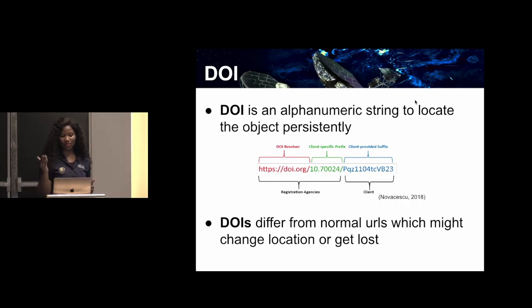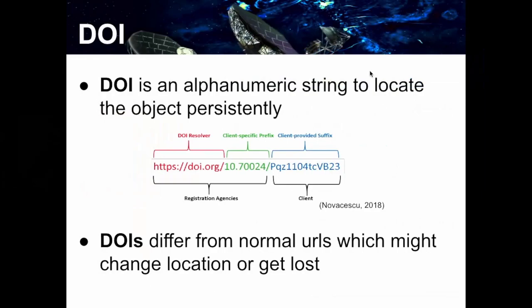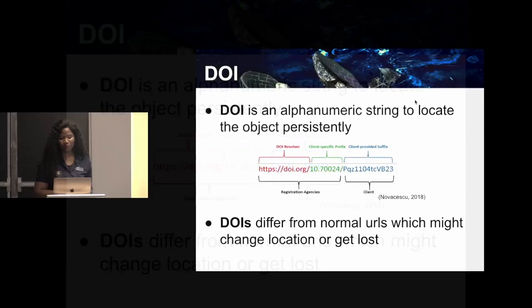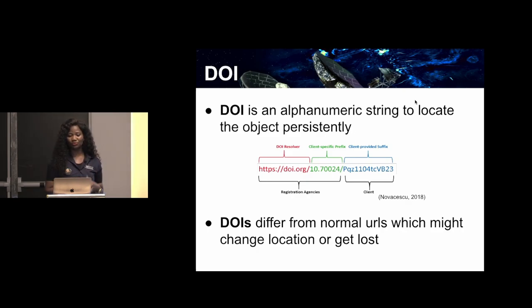It has a resolver as well as a prefix, and that we get from the registration agency. That's more of a directory or a folder where SARAO DOIs would be stored. And then in blue, we have the suffix, which is received from the client. So each time we create a DOI or assign a digital asset a DOI, that's a string that we get to identify that particular DOI. And we use this method because by design, a DOI never changes.